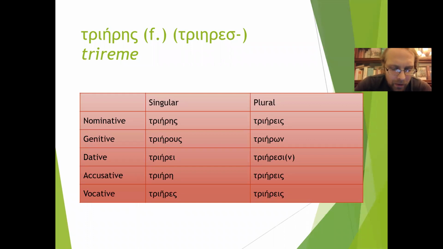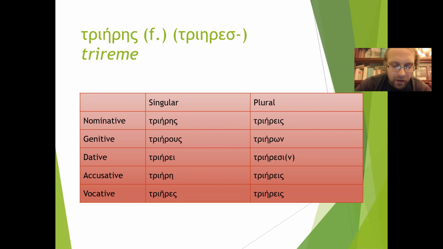So here we have the example trieres with the stem trieres, meaning trireme. And this noun is inflected as follows. In the singular, we have here trieres in the nominative, trieros in the genitive, triere in the dative, triere in the accusative, and trieres in the vocative. And in the plural, we have trieres in the nominative, trieron in the genitive, trieresin in the dative, trieres in the accusative, and trieres again in the vocative.